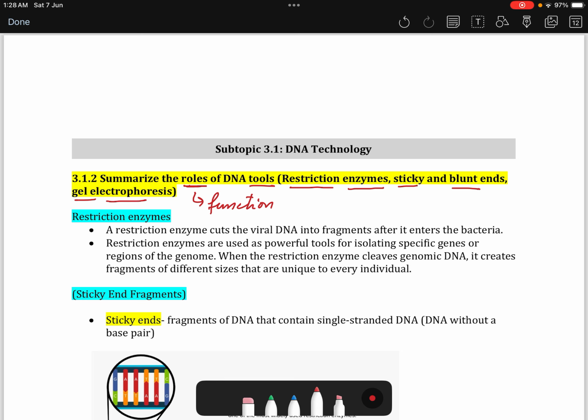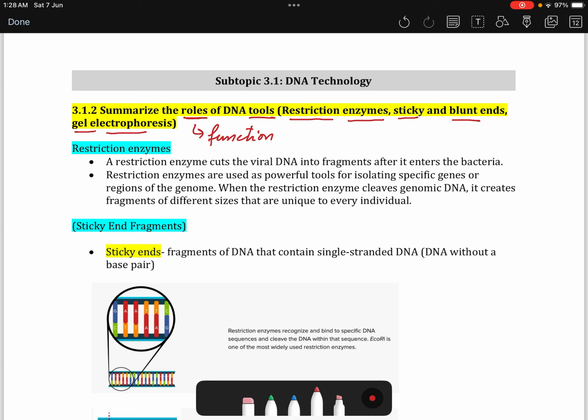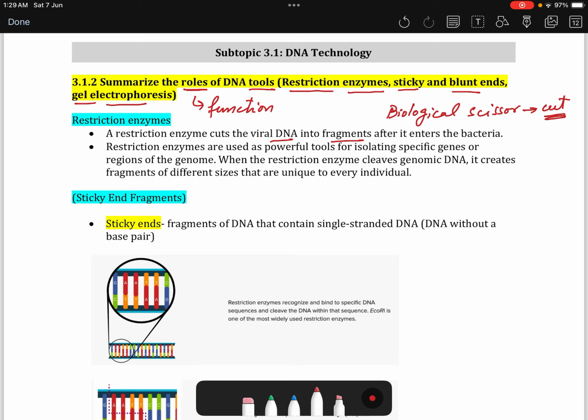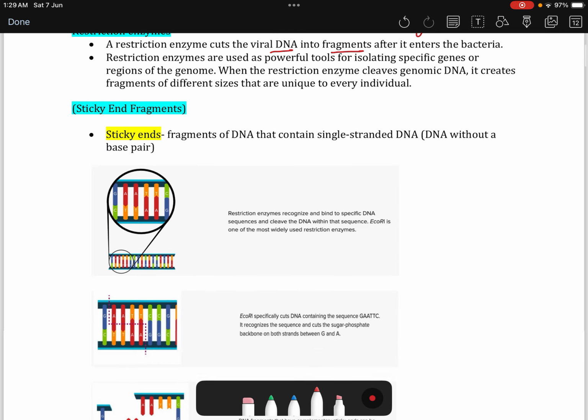So first of all, a restriction enzyme. A restriction enzyme is known as a biological scissor. Scissors are used to cut, so whenever you see the word cut, it means it's a restriction enzyme. They cut the DNA into fragments, so every cut makes two fragments. Other than that, they are a very powerful tool in isolating specific regions. So how do they work? Let's see.